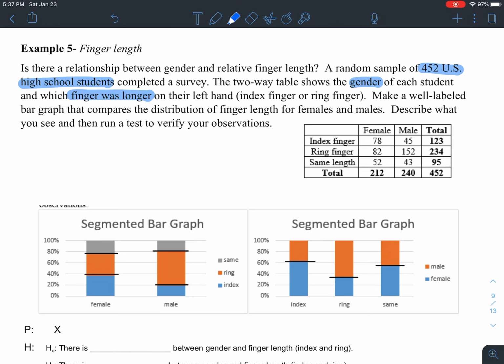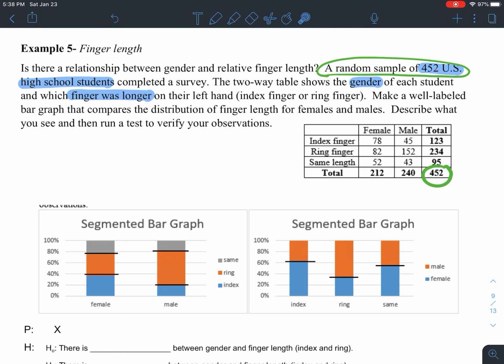Now, I already have some segmented bar graphs here for us, but you'll notice there was one sample taken, 452. They did not take two separate samples, one of females, one of males. I knew that from up here in the directions. Now, once they had the 452 people, they sorted them by female and male, but they didn't draw two separate samples. It was one sample. That's the difference here, okay? Now, you can see we have one sample. Our two categorical variables are gender across the top and which finger was longer, finger length here, index or ring.